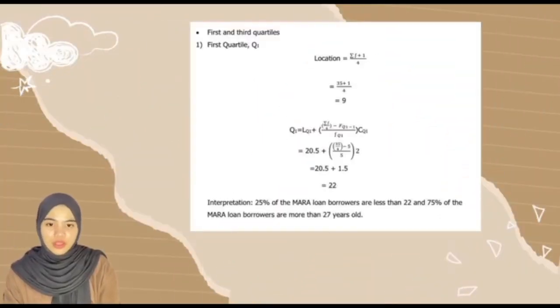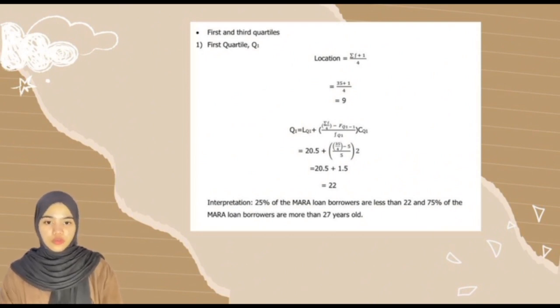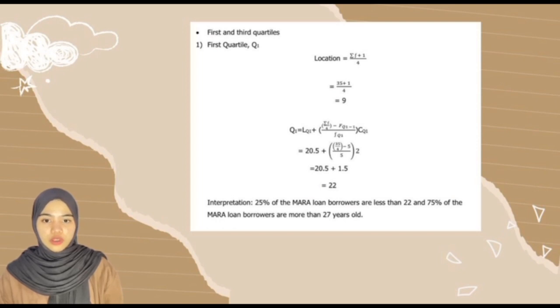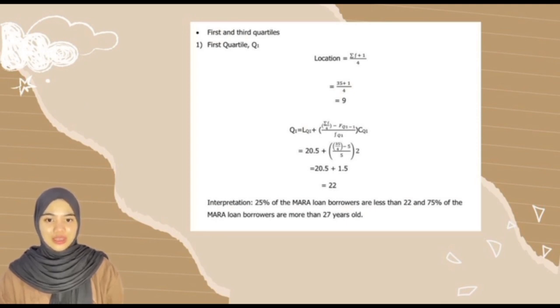Quartiles. In calculating quartiles, first we should know the location and then we can calculate the quartiles. To find the location of the first quartile, we will use the formula: location is equal to (n plus 1) over 4. Our n, which is 35, we put into the formula so that it will be (35 plus 1) over 4, which we got as 9.